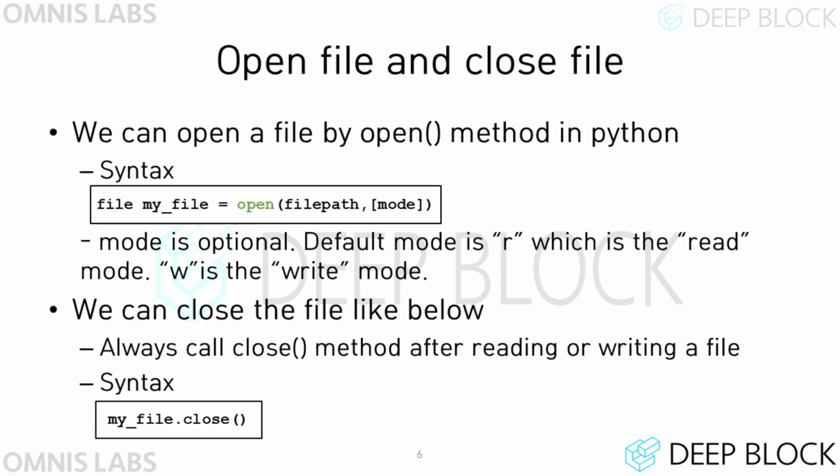The open function has an optional parameter called mode, and the default value of this mode is R. To open a file in R mode means to read the contents of the file. If you pass W as an argument to the mode parameter, you can write the file instead of reading it. We will learn more about them later. If you want to close a file object, just call the close method.